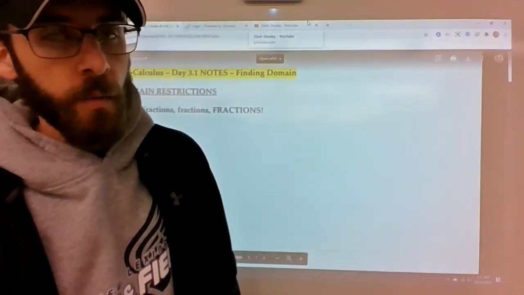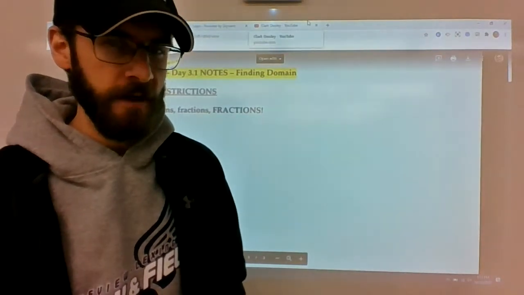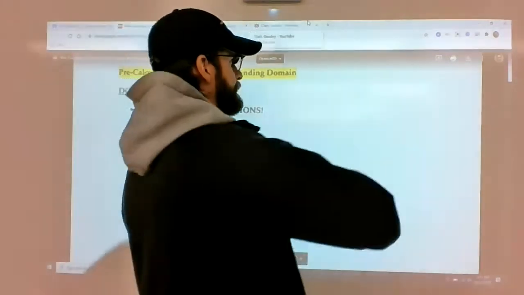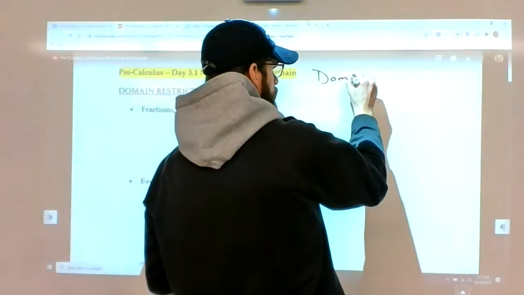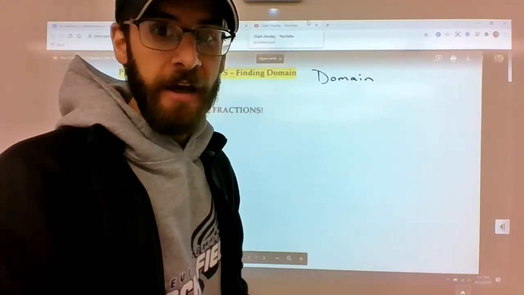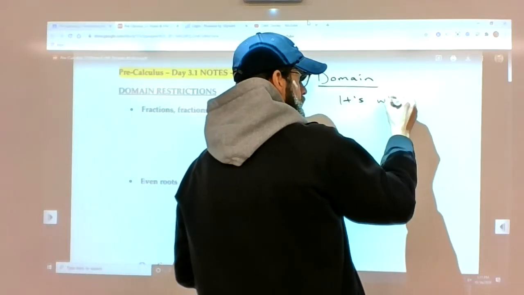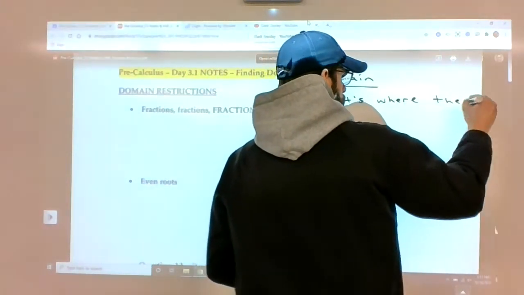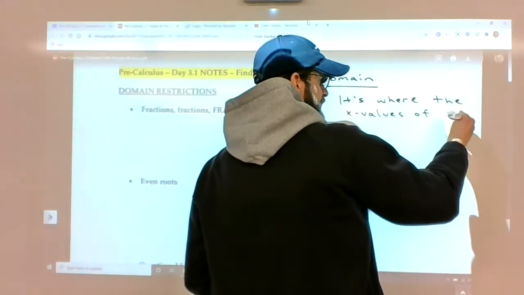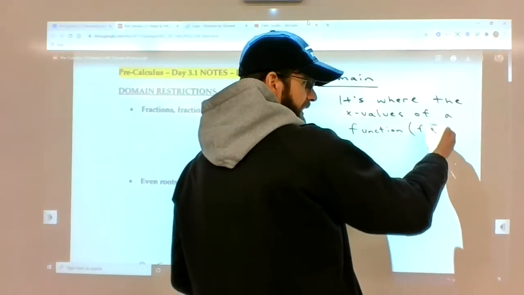3.1 notes. We're starting to talk about functions a little more in depth, and I'm going to start with domain of functions. So let's first pin down what I mean by domain. Domain, in an informal sense, is where the x values of a function live, and if I'm talking about a function, I'm talking about something like f of x.